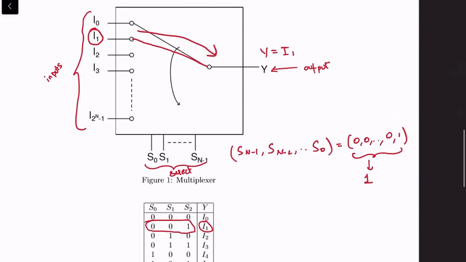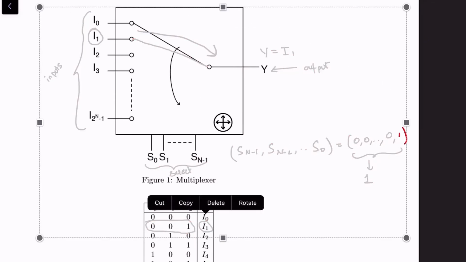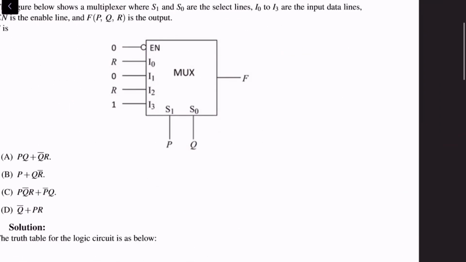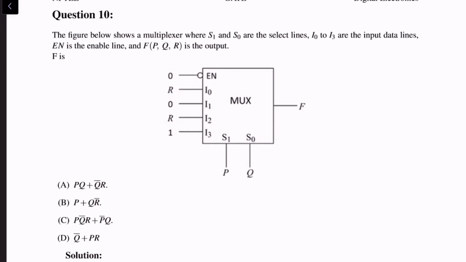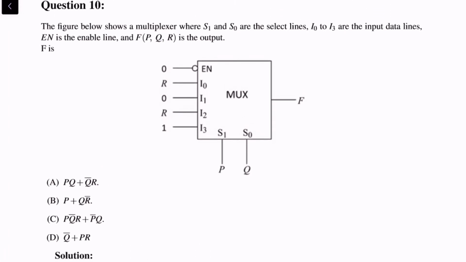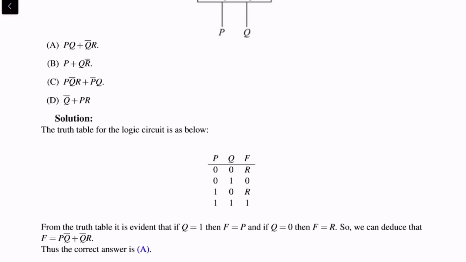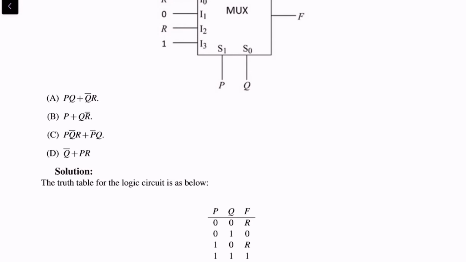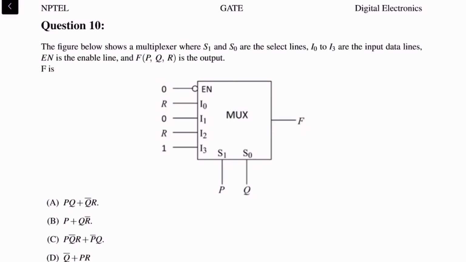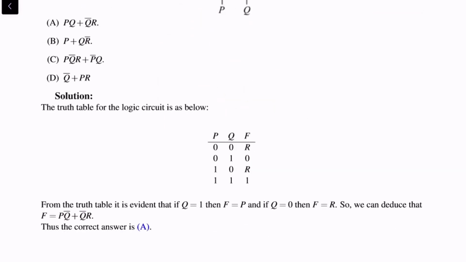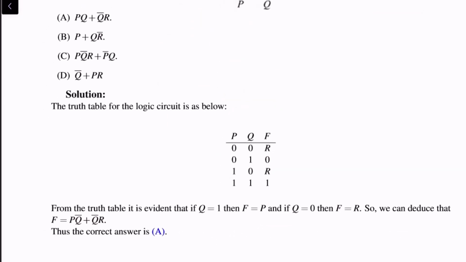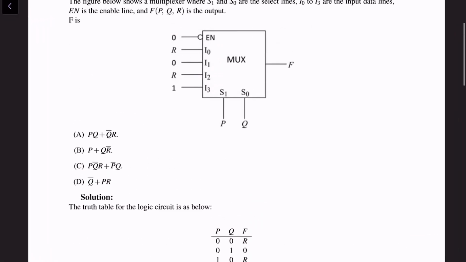Now, with this as background established for a multiplexer, we can go ahead towards solving the problem. So the problem describes a multiplexer connected with various digital inputs for the select and input lines, and we are asked to find out which one of these four is the actual equation of F as a function of P, Q, R. Now let's look at the truth table for the logic circuit. The truth table is as below, but let's see how we build that.